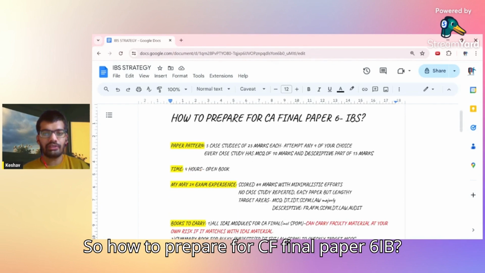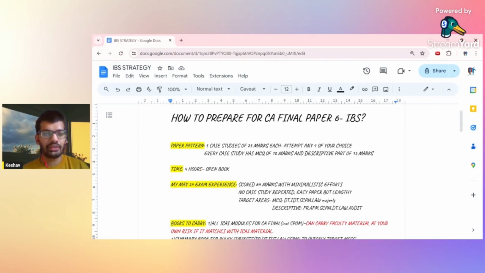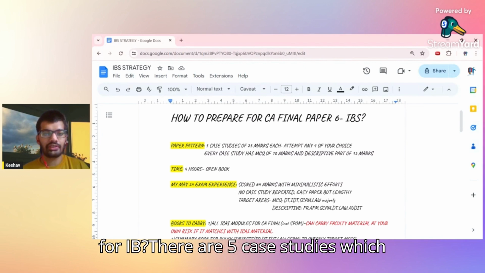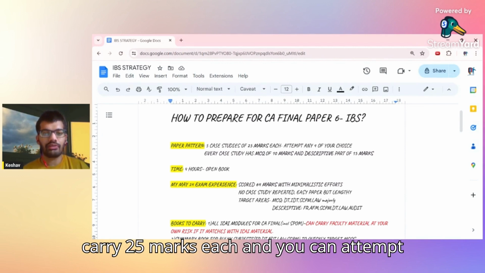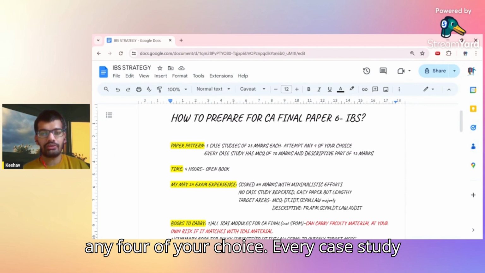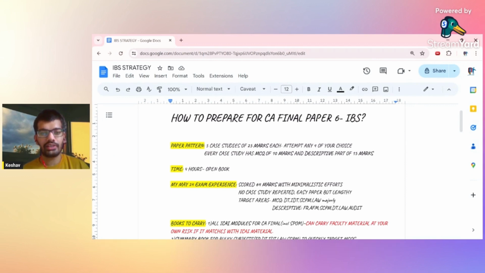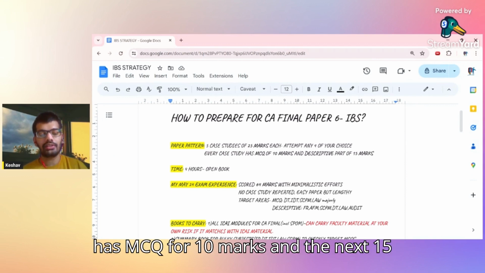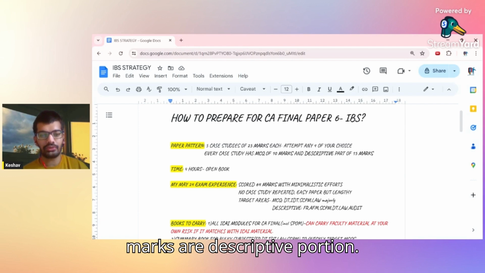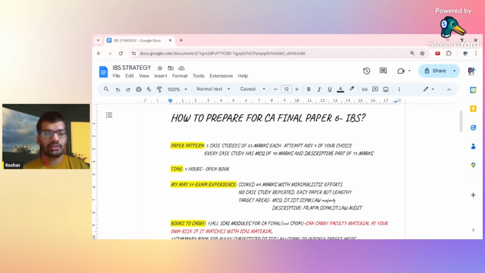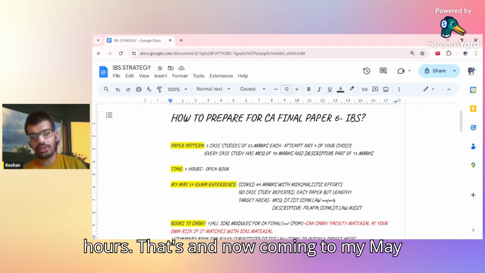So how to prepare for CA Final paper 6 IBS? Firstly, what is the paper pattern for IBS? There are 5 case studies which carry 25 marks each, and you can attempt any 4 of your choice. Every case study has MCQs for 10 marks, and the next 15 marks are the descriptive portion. So IBS is an open book exam for 4 hours.